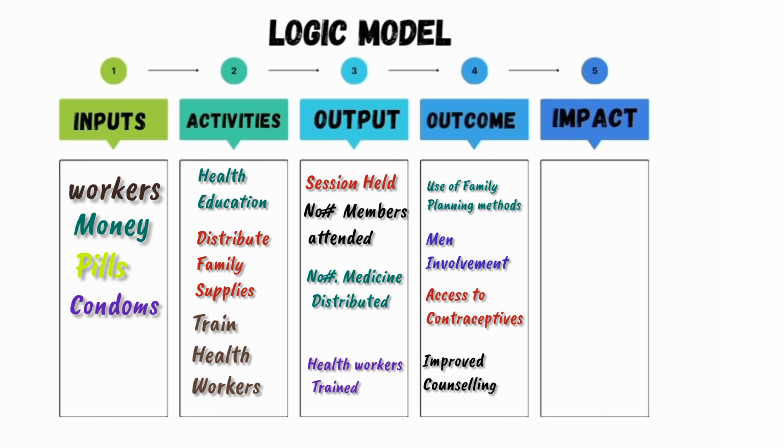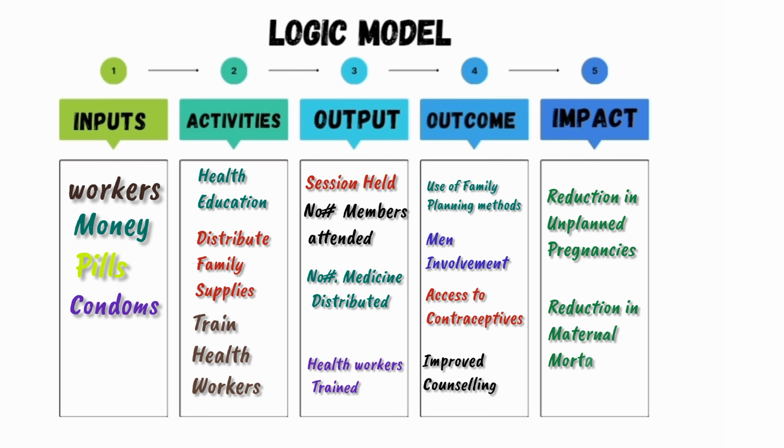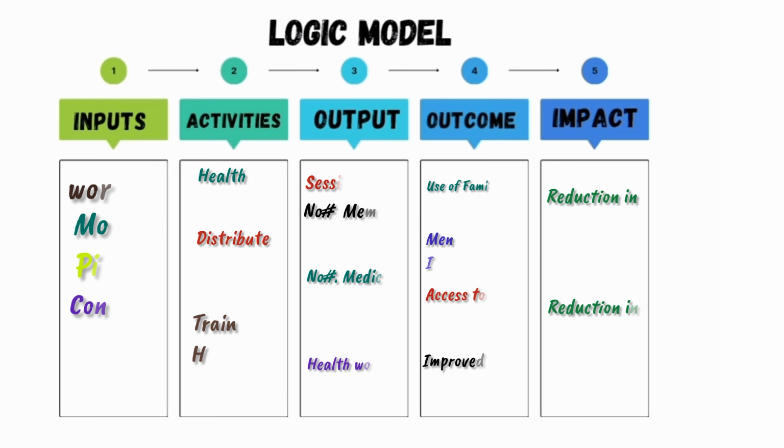So now, what about impact? What is the big picture? If our outcomes are achieved, over time we will see the reduction in unplanned pregnancies and reduction in the maternal mortality. So this is the impact. Now, do you see how powerful this tool is? It connects every resource, every activity, every result in one clear, logical picture.